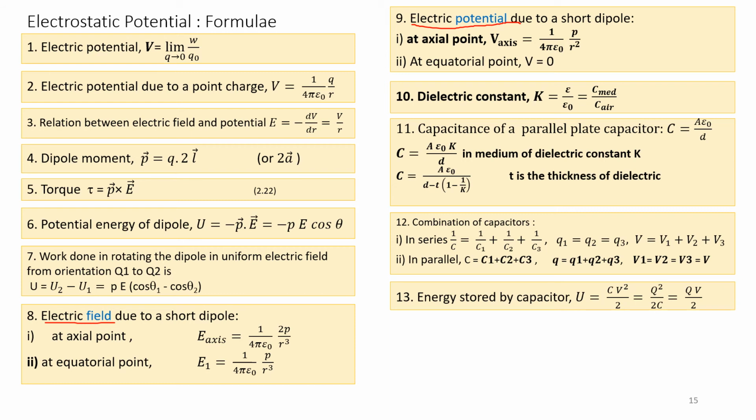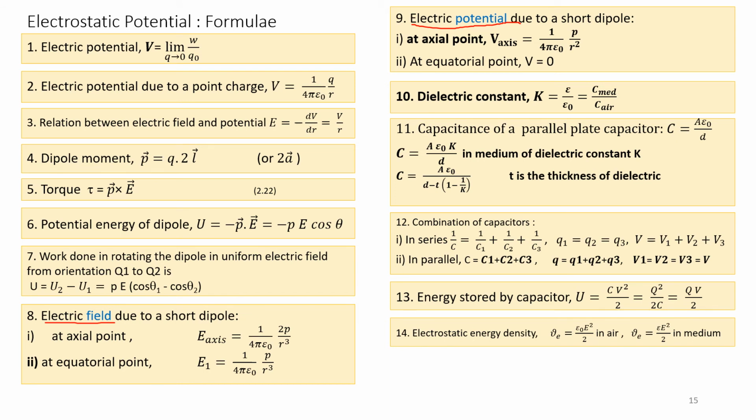Energy stored by a capacitor is given by U is equal to half CV square, that is also equal to Q square by 2C or QV by 2. Formula number 14. Electrostatic energy density u E is equal to epsilon naught E square by 2 in air, or u E is equal to epsilon E square by 2 in a medium. Previously it was epsilon naught, here it is epsilon naught, and in the second case, in the presence of a medium, it is epsilon. All these formulas you have to write down repeatedly, remember and practice.